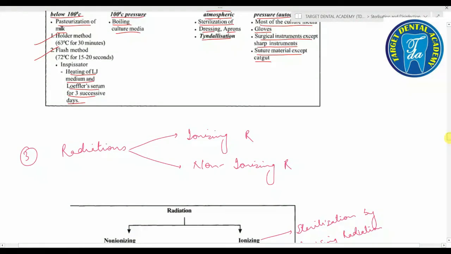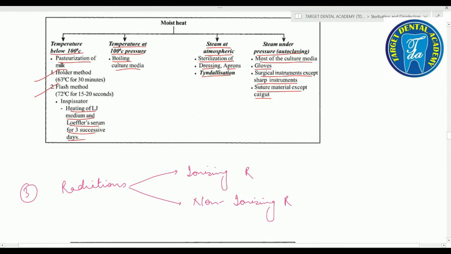Now the third method of sterilization in the physical method is the radiations. So in this we have 2 types of radiation, the ionizing radiation and the non-ionizing radiation.